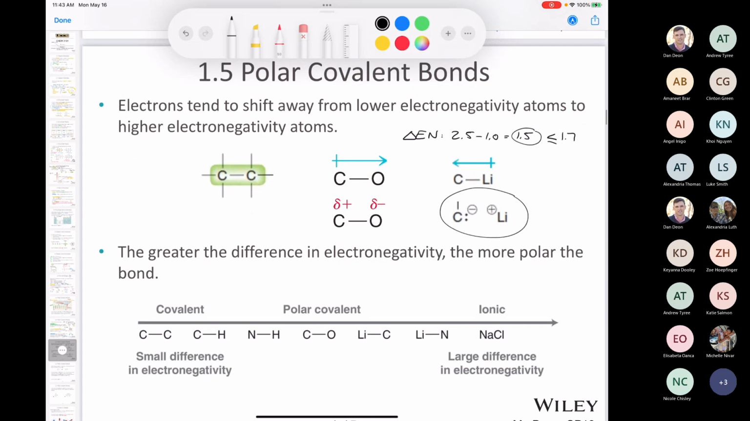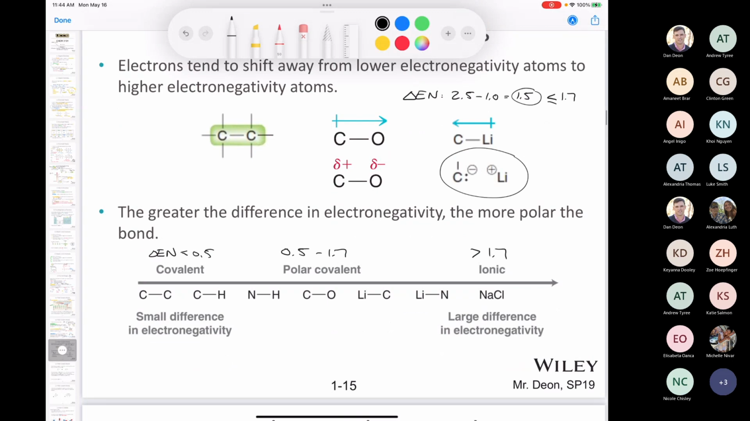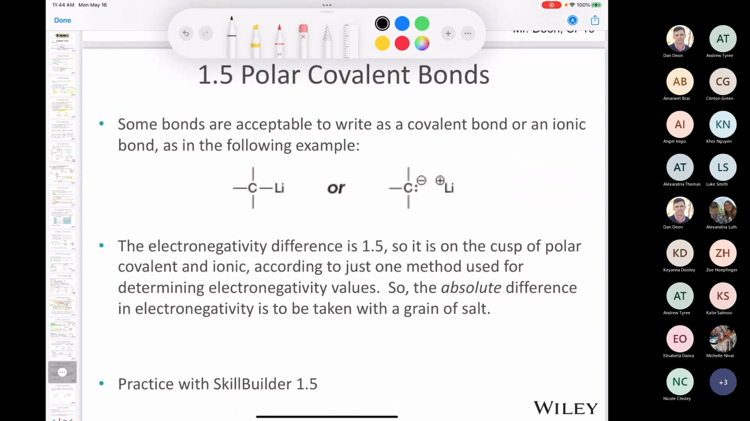But the idea is that the rules for the difference of electronegativity being less than 0.5, from 0.5 to 1.7, and greater than 1.7, as being covalent, polar covalent, and ionic, these were not rules that are law. These are just numbers that were developed by human beings to give us an idea of the character of a bond. And so sometimes you have to take it with a grain of salt, and you're going to say, well, even though it looks like a polar covalent bond, I can treat it as if it's ionic. And I have that summarized on this slide right here. To summarize, sometimes it's acceptable to write a bond as covalent or ionic, depending on the situation.